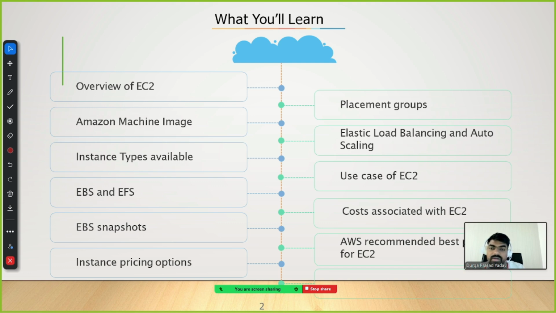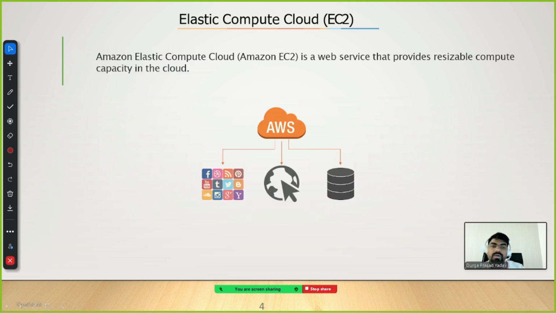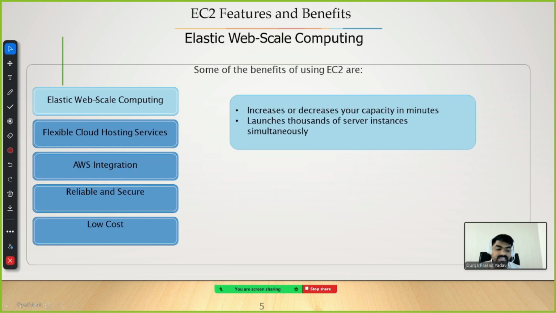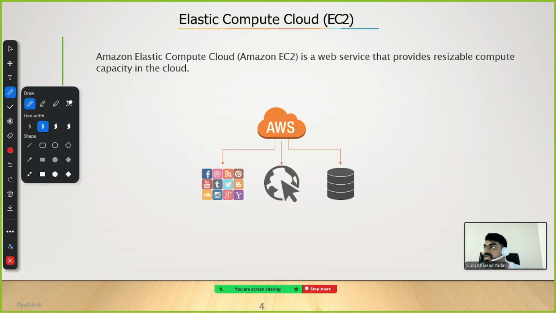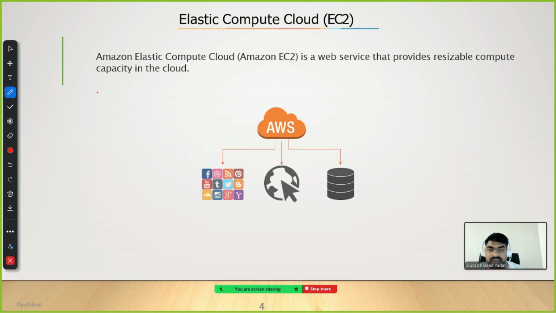So, guys, what exactly is EC2? EC2 is a web service that provides resizable compute capacity in the cloud. Resizable compute capacity means that if you take compute capacity in the cloud, it can be resized. A web service means AWS; by using AWS only we are doing this. So EC2 is a service that provides resizable compute capacity in the cloud.